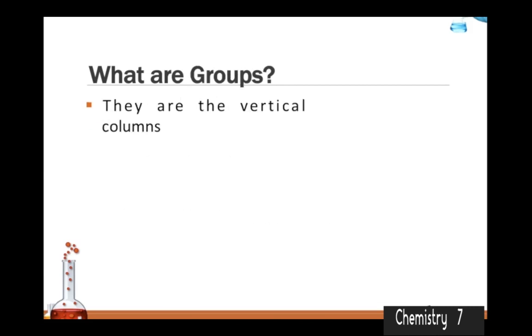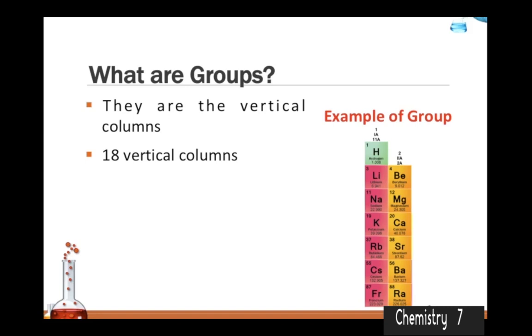What are the groups? They are the vertical columns. There are 18 vertical columns in the periodic table. For example, the first group is on the left of this figure. The second group is on the right of this figure. The group number of an element is equal to the number of its valence electrons. So in group 1, there is one valence electron. In group 2, there are 2 valence electrons, and so on.